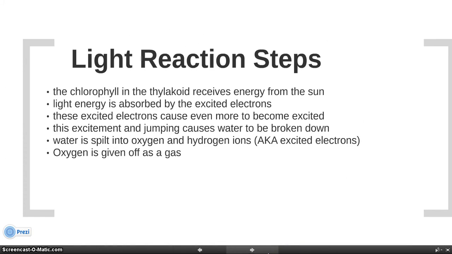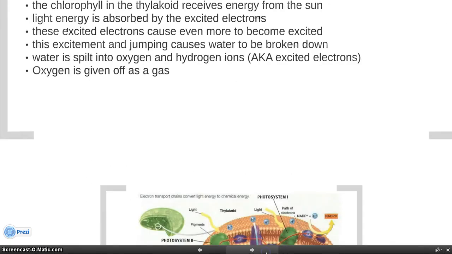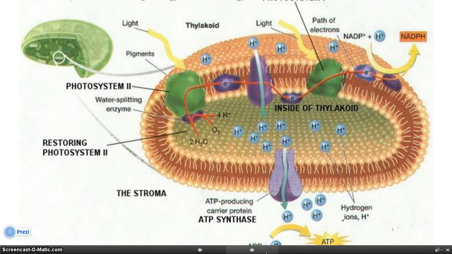The light reaction steps. The chlorophyll in the thylakoid receives energy from the sun. Light energy is absorbed by the electrons. These excited electrons cause even more to become excited. This excitement and jumping causes water to be broken down. Water is split into oxygen and hydrogen ions, aka the excited electrons, and then oxygen is given off as a gas.